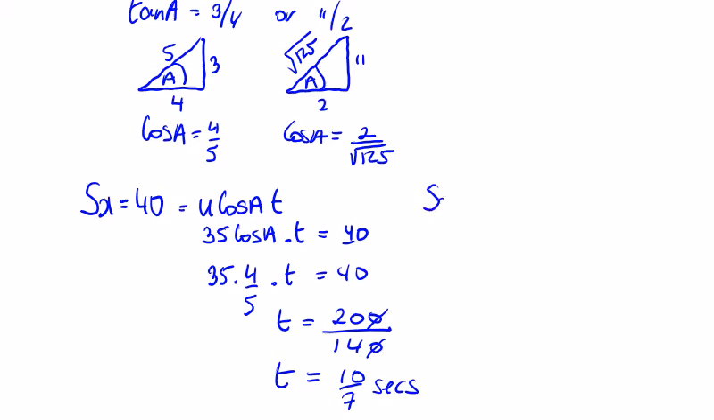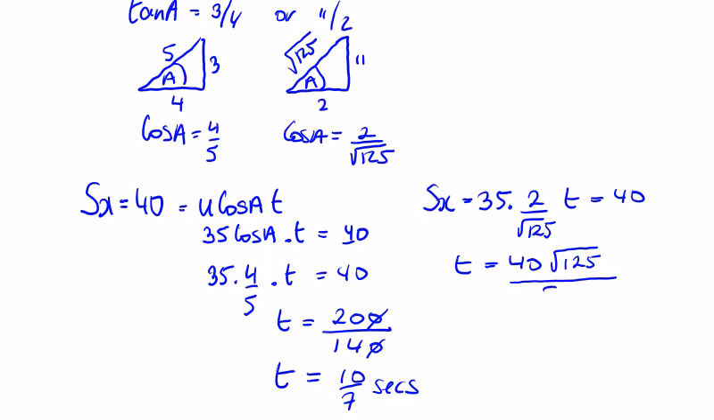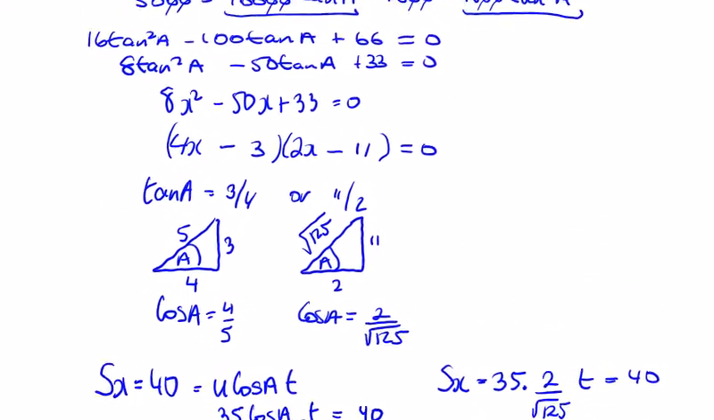And in the second one, s of x is equal to 35 by 4 over 5 times t, no, not using the same ratio, times 2 over root 125 times t is equal to 40 again. So I'm going to get t is equal to 40 by root 125 divided by 35 times 2 is 70. So I'm going to get 4. And we asked for a decimal in this case, so it just works out evenly.